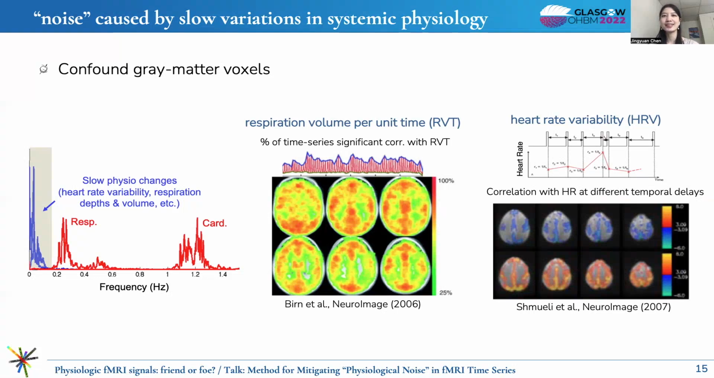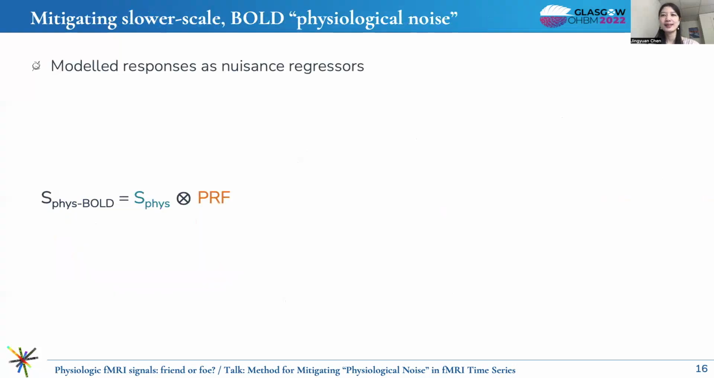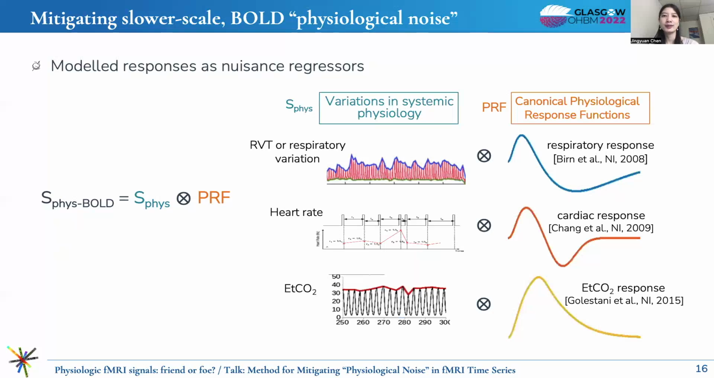So how can we correct for this physio noise? This is typically done by modeling these responses, convolving these physio measures with a canonical physio response function. And here are some examples of common functions established by earlier studies. For instance, including the respiration volume per unit time, or variation in the respiratory magnitudes over time, or heart rate variability, or end tidal CO2 level, each associated with some characterized canonical functions by earlier studies.